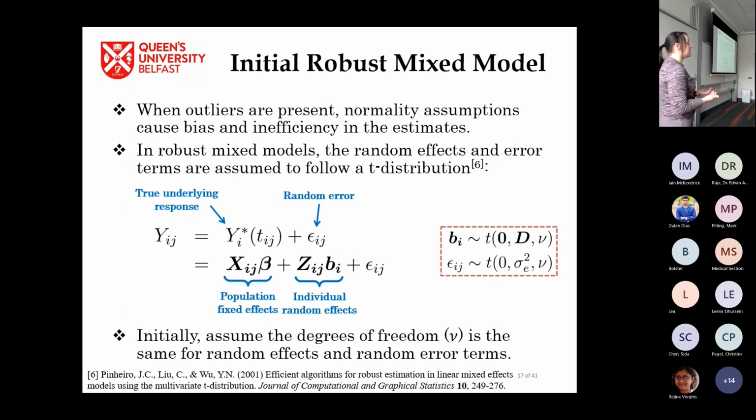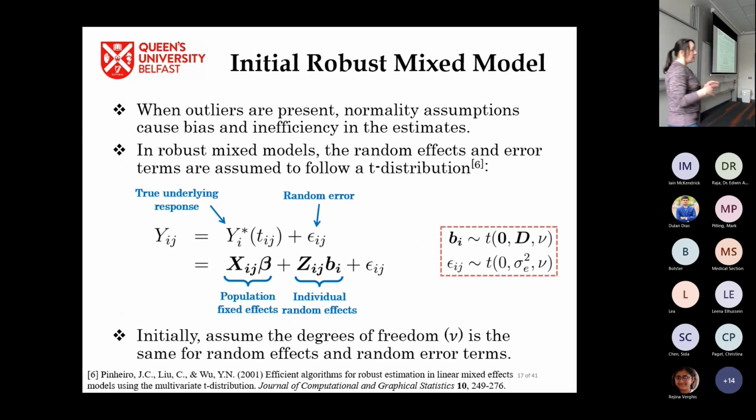So as I said, we need to take those into account. If we have longitudinal outliers within the data and we don't take them into account and just keep with our normality assumptions, then we've shown in the past that we can get a lot of bias or inefficiency in the estimates. So we need to do something to make this model more robust with those outliers.